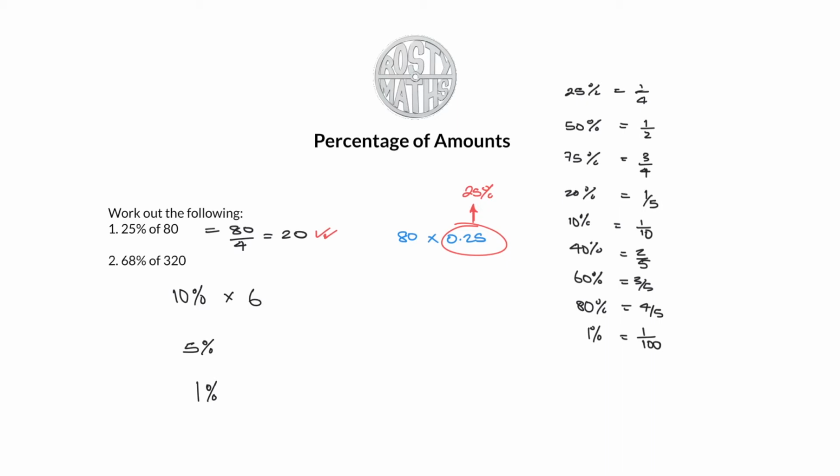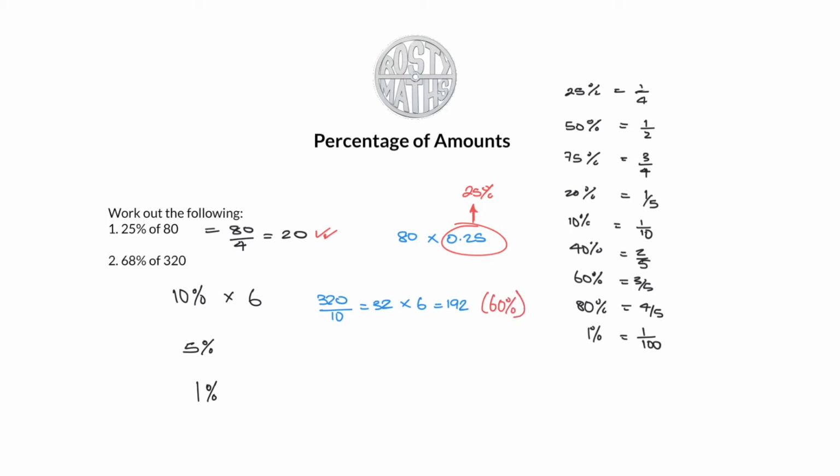So I'm going to go for my 10%. So that's 320 divided by 10. That's equal to 32. Now I get my 32, that's 10%. I times that 32 by 6, and that's going to give me 192. So that's equal to 192 right there. So that's 60% done. Let's put it in a little bracket there, and I'll say that's 60% of the job done.